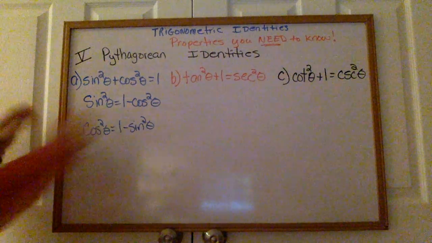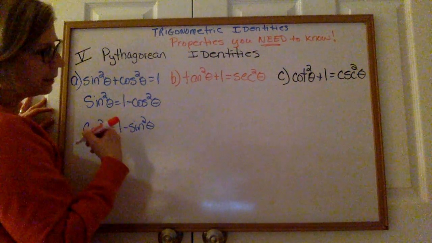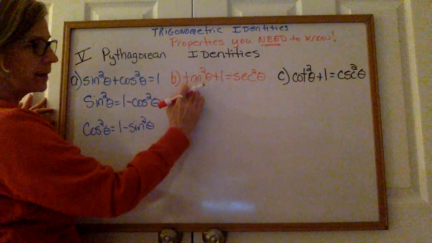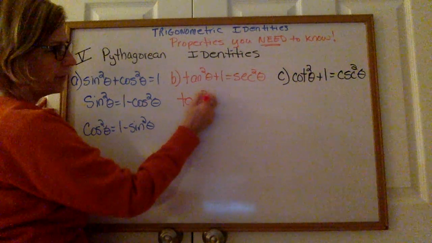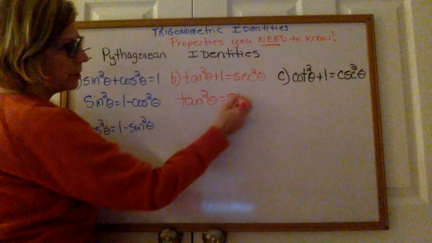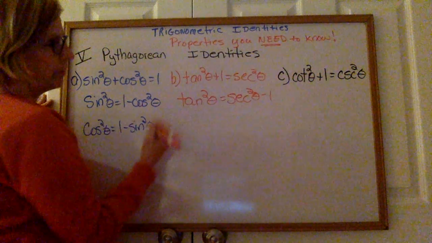The next Pythagorean identity is the tangent squared theta plus 1 equals the secant squared theta. And again, I could solve this for the tangent squared and get the tangent squared of theta is equal to the secant squared theta minus 1, subtracting 1 from both sides.